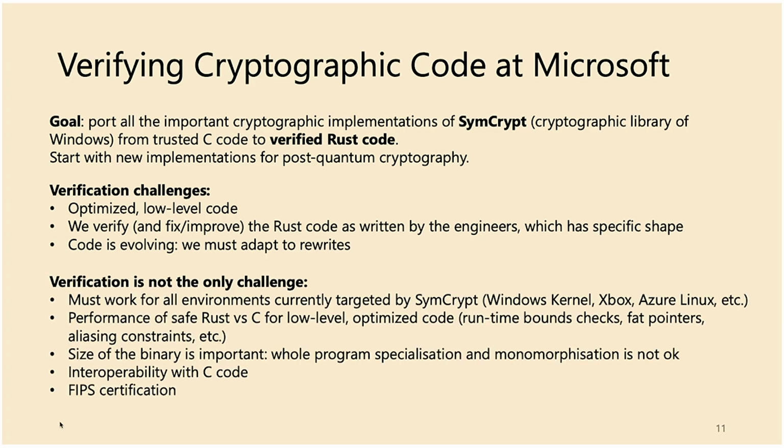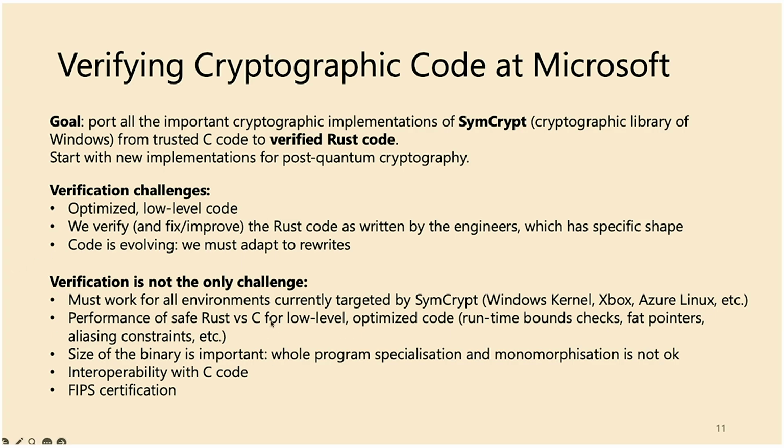But verification is actually not the only challenge. There are other challenges. For example, the code must work for all environments currently targeted by Symcrypt, such as the Windows kernel, Xbox, or Azure Linux. And just to give you one example, when you compile the Windows kernel, you need to use features, for example, for hot patching, which are currently supported by MSVC but not LLVM. So these kind of problems are huge blockers to actually deploy Rust code in practice. And this is not linked to verification.